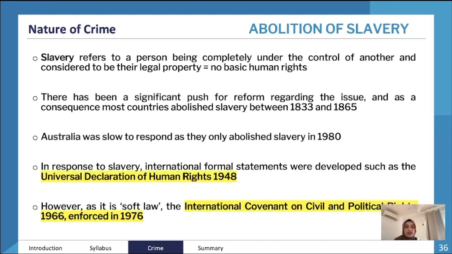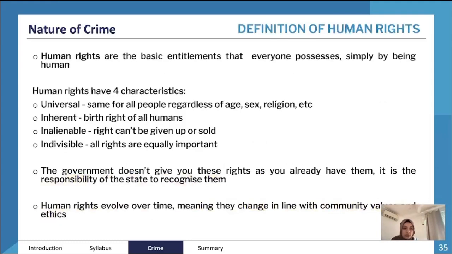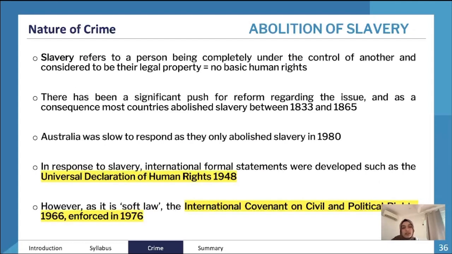So, the abolition of slavery. So what is slavery? Slavery refers to a person being completely under the control of another person and being considered their legal property. So they're not given the basic human rights that we talked about in terms of these concepts; they don't really apply to them. There has been a significant push for reform regarding this issue, and as a consequence, most countries abolished slavery from 1833 to 1865.